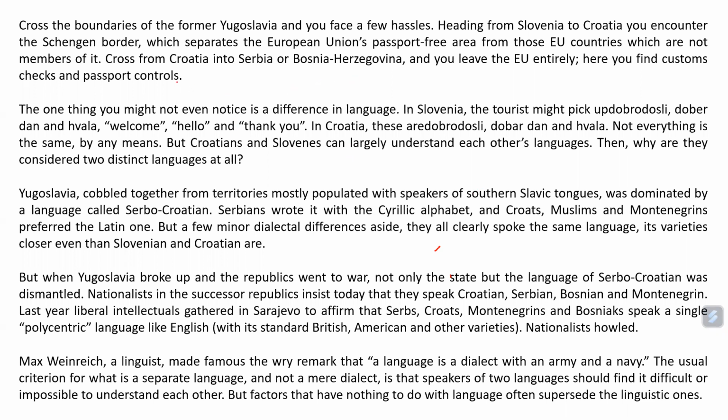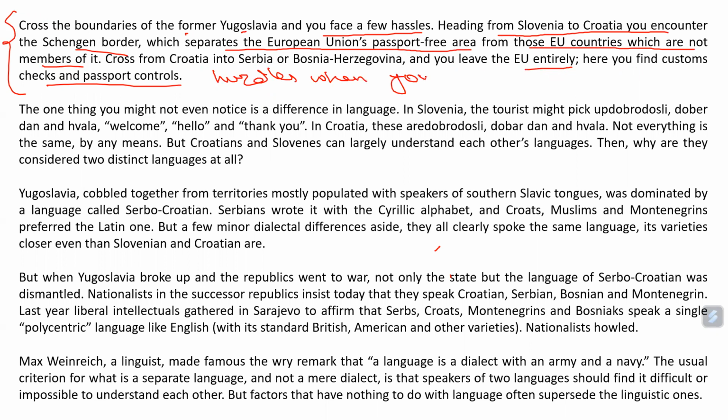So let's see. Cross the boundaries of the former Yugoslavia, and you face a few hassles. Heading from Slovenia to Croatia, you encounter the southern border, which separates the European Union's passport-free area from those EU countries which are not members of it. Cross from Croatia into Serbia or Bosnia, etc., and you leave the EU entirely. Here you find customs checks and passport controls. So basically, the crux of this paragraph is hurdles when you try to cross the border, right?